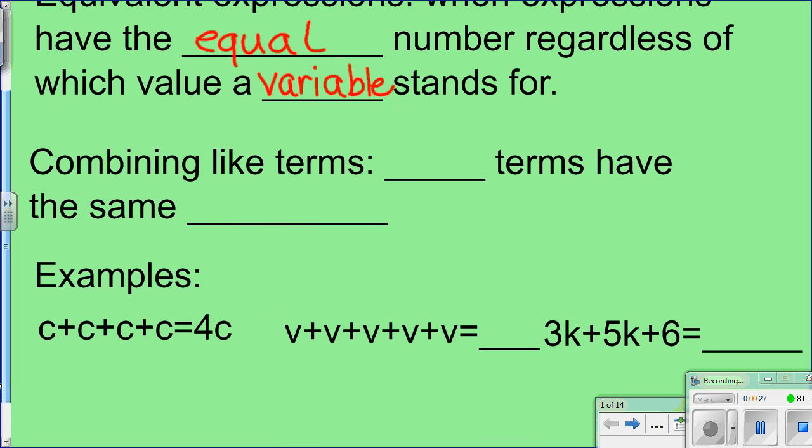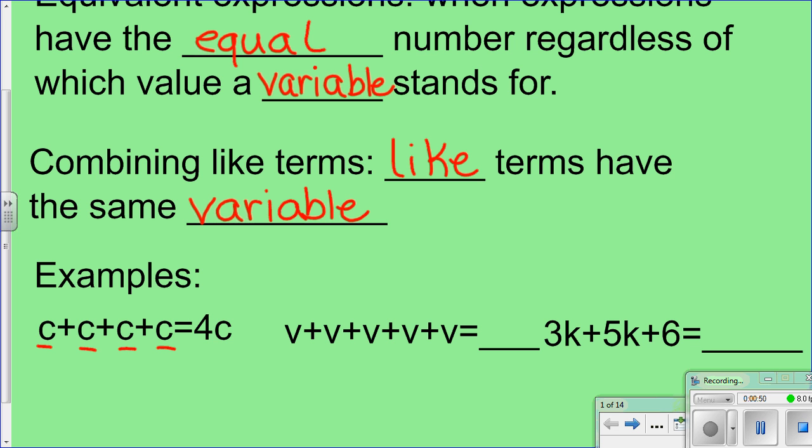So the first thing we're going to talk about is combining like terms. Like terms have the same variable. So when I look at C plus C plus C plus C, those are all the same variables, so I am allowed to add those all up for a total of 4C. 1C, 2C, 3C, 4C, and that is the answer. So if I have these V's here, 1, 2, 3, 4, 5, that is equivalent to 5V.